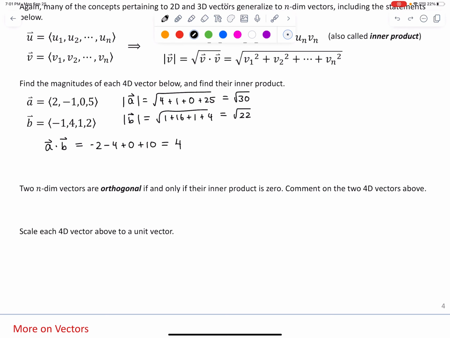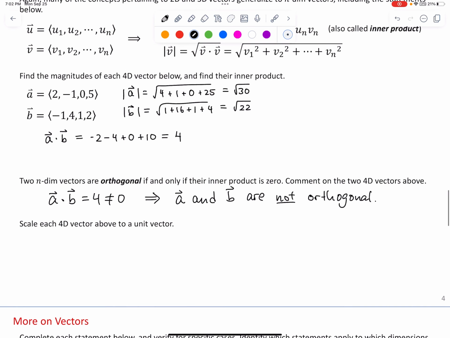Now, in this case above, for A and B, since the dot product of A and B was 4, it was non-zero, this tells us that the vectors A and B are not orthogonal. If the dot product had been 0, then we would say they were orthogonal to each other. And finally on this page, scale each 4D vector above to a unit vector.